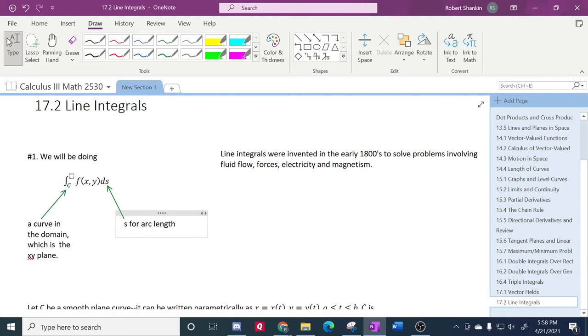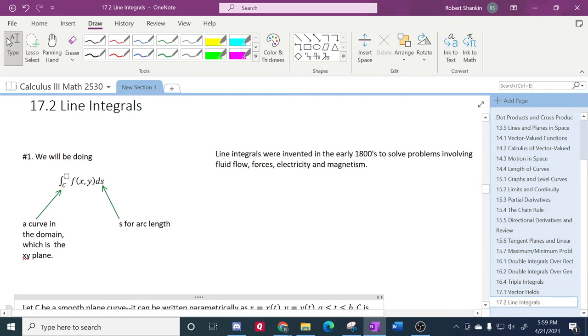And when we do this kind of an integral, it's called a line integral. And they were invented in the early 1800s. Yes. Don't the x and y inputs have to be parameterized? Yes, good anticipation. They're going to need to be. Why did you say that? Why did they need to be parameterized?